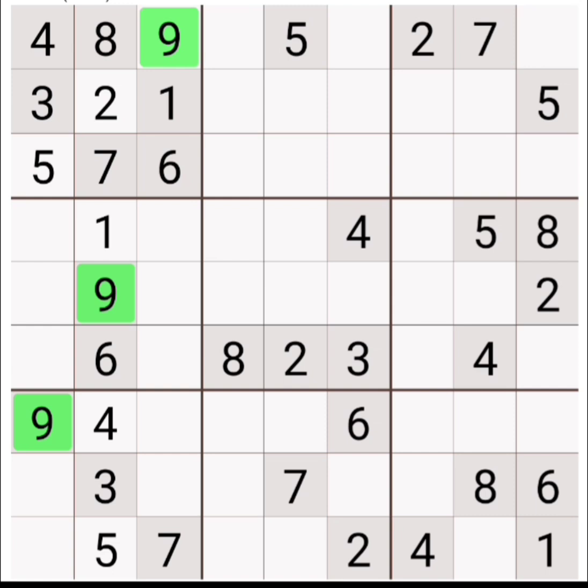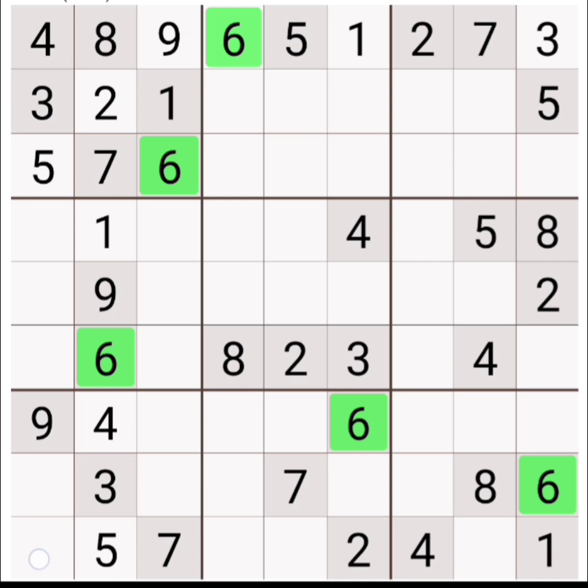Okay. Now let us complete the top row. In this row, 4, 8, 9, 5, 2, 7 are there. 1, 3 and 6 are missing. In this cell, 3, 6 are there. So we'll write here 1. And in this cell, 1, 6 are there, so the same column, 1, 6 are there. So we'll write 3 here and 6 in this cell.